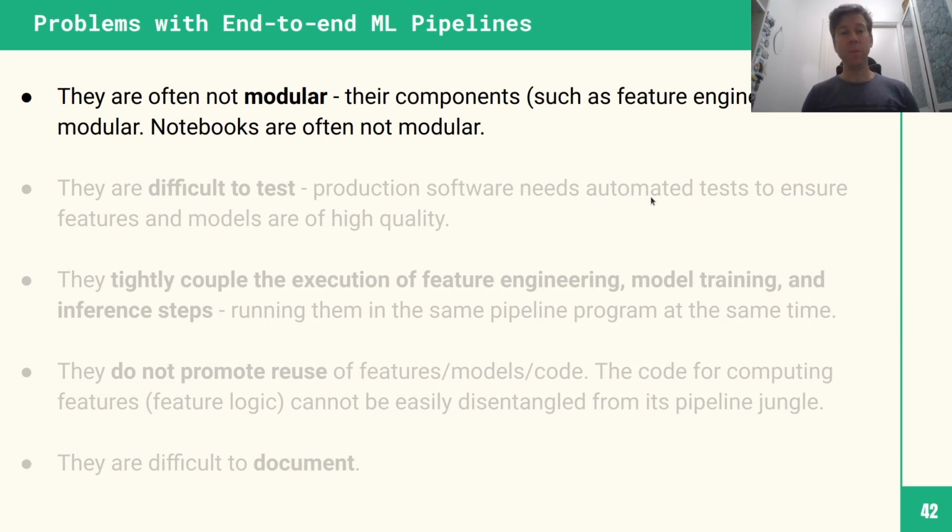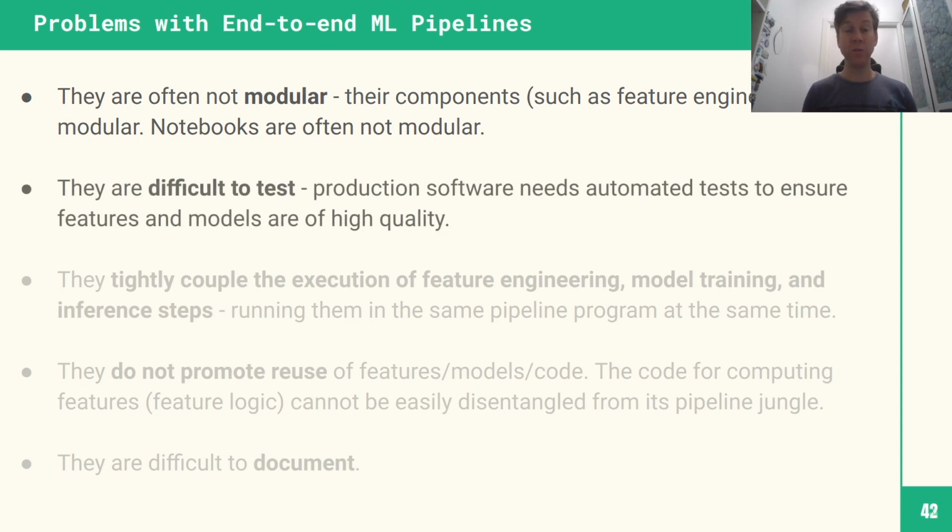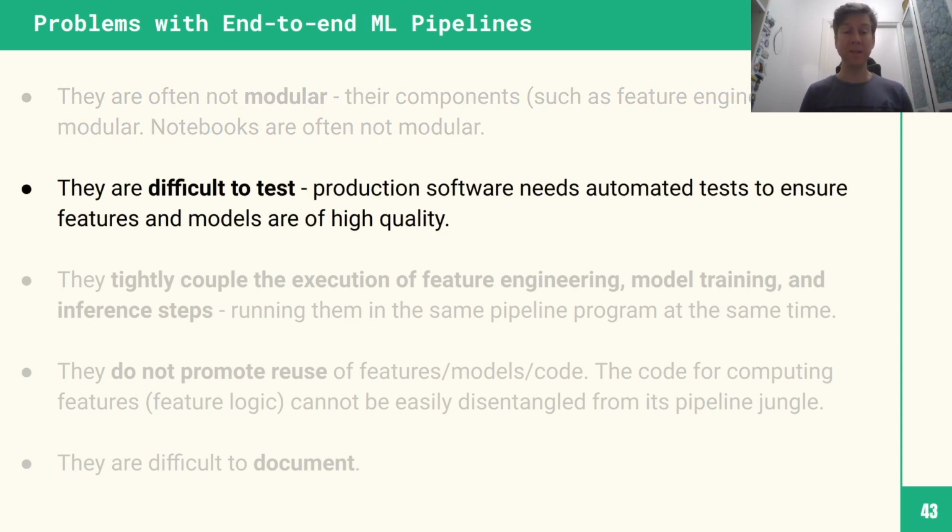Now, the problem with these end-to-end ML pipelines is they're not modular. And by modular, we mean that the different components like feature engineering, model training, and inference are not separate programs. And often they come in a notebook format, which makes it even more difficult to productionize these systems. They're difficult to test. So one of the problems is that if you take the different components, feature engineering, model training, or inference, you'd like to test them individually. I'd like to test each feature to make sure I can depend on that feature. I'd like to evaluate the model and test it to make sure I can depend on the model. Production software needs automated tests to ensure the quality of these assets, features, and models.